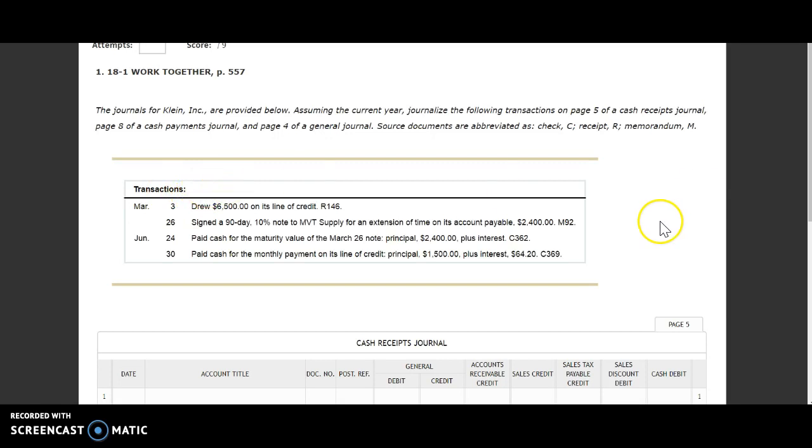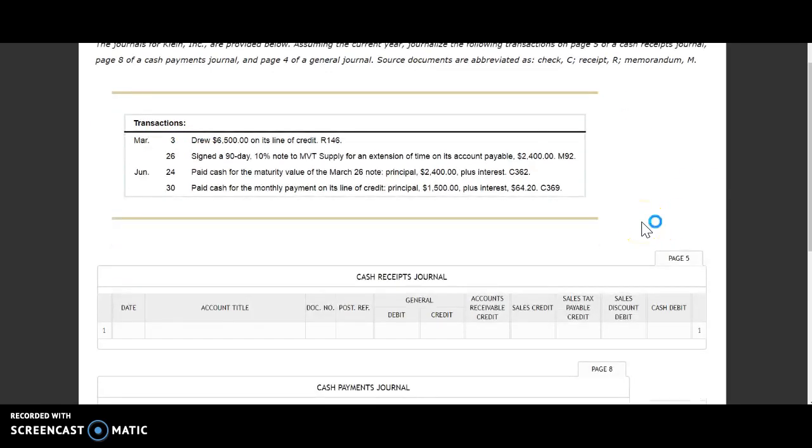So we have 4 transactions here in March and June. First one, it says on March 3rd, we drew $6,500 on its line of credit, receipt number 146. So we are receiving cash in this one. Since we're receiving cash, we're going to go into our cash receipts. I'm going to start with my date.